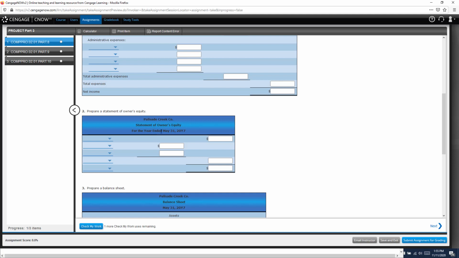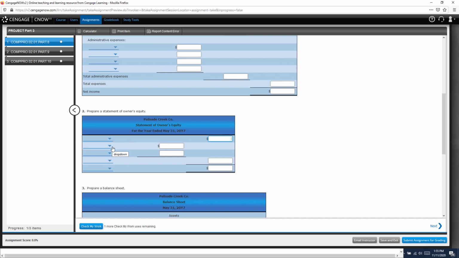That's the beginning balance, because in project part 3, here we are doing the end of the year financial statement. So it's May 31st, 2017. That's the end of the accounting period. And we start by showing the beginning balance. So beginning balance of owner's equity, and put the balance here.